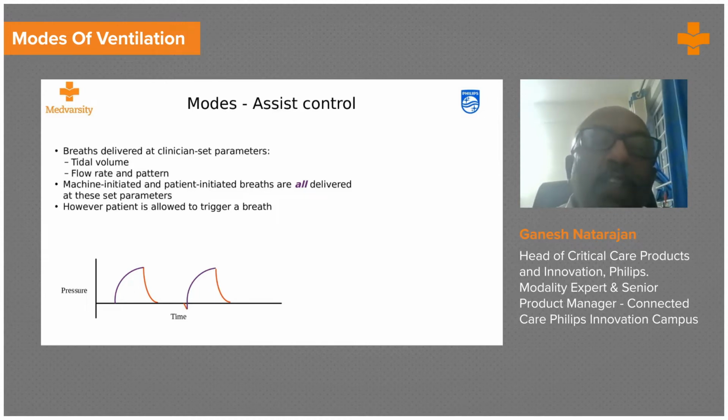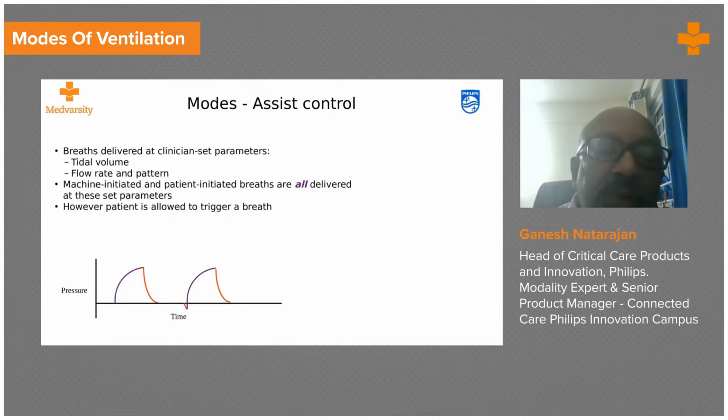Now, what is the difference between an assist control mode and a control mode? In an assist control mode, if you can see the slight negative deviation, the machine allows the patient to actually try and trigger in the expiratory phase. So there is an additional parameter which we spoke about earlier called the inspiratory trigger. The inspiratory trigger could either be a pressure trigger or a flow trigger. Some of the other equipments have other modes of triggers. We will not get into it now.